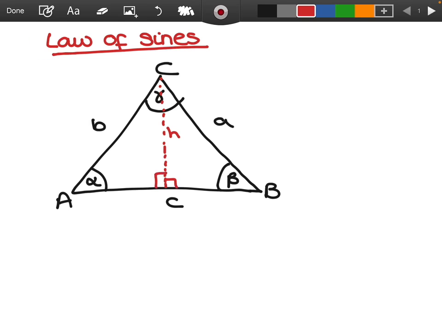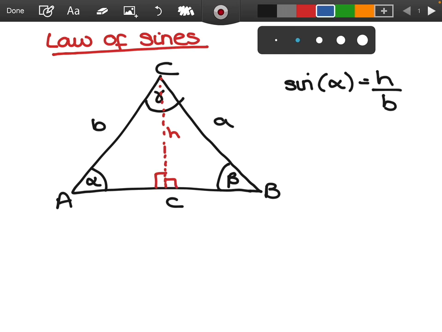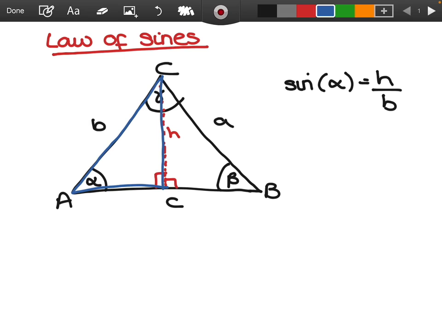Now, using what we know about trig already, I can say that sine of alpha, okay, using what we know about right triangles, sine of the angle was opposite over hypotenuse. Okay. Well, the opposite side to alpha, when I've drawn in this H, is H. And then the hypotenuse for this right triangle would be B. So I've just taken this to be a right triangle.